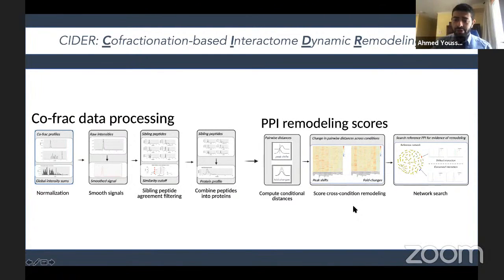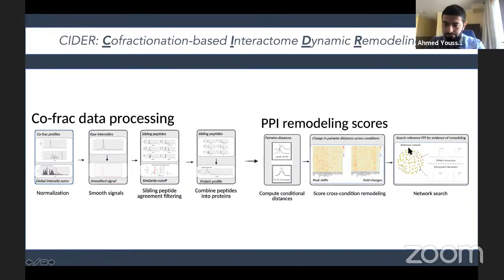The next step here is to look at how these profile similarity distances are changing across conditions. And this is our measure of remodeling. In other words, do these protein profiles seem to be moving away from each other or going towards each other, or is there some kind of coordinated change in intensity? And now, given such scores, which in this example I'm showing using a heat map, we can then take a reference PPI of interest or any set of complexes we are interested in, for example, a set of complexes from the quorum databases or any existing reference interactome, and we can search through this interactome to find evidence of remodeling within each different pair of conditions.